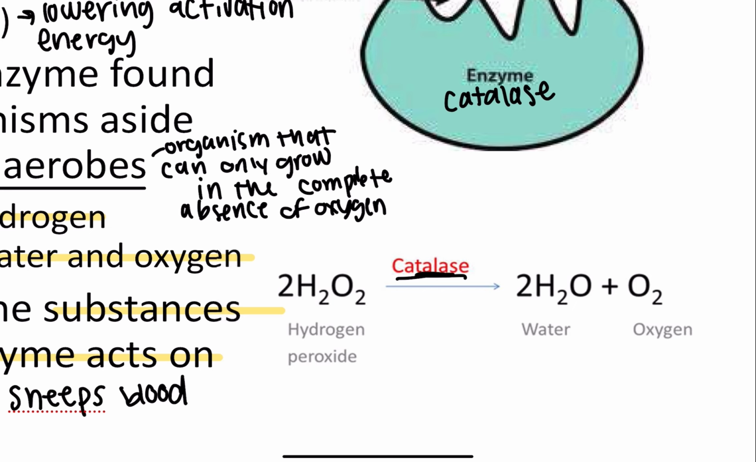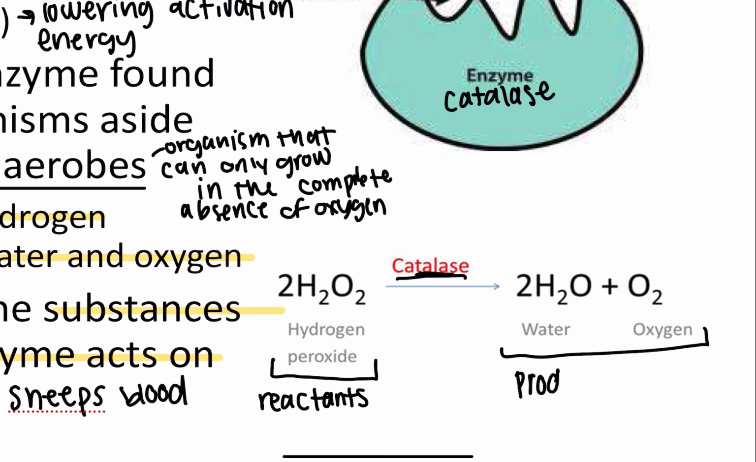So when we are analyzing a chemical reaction, no matter what chemical reaction it is, the substances that we have on the left side are always going to be our reactants. And the substances on the right side are always going to be our products. So if you guys are asked what the reactants and products are, now you know.